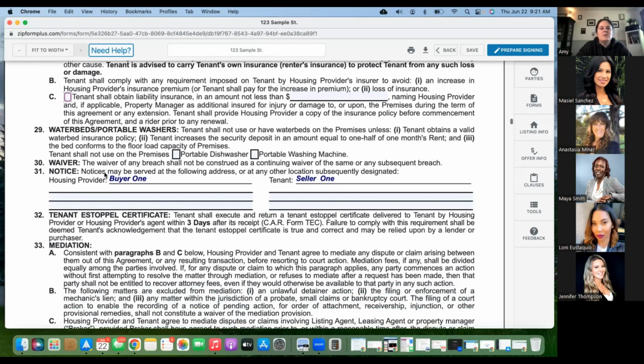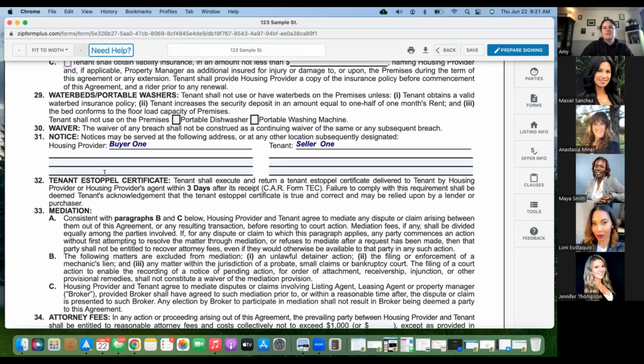All right, section 29, water beds, portable washers. Tenant shall not use or have water beds on the premise unless tenant obtains a valid waterbed insurance policy, tenant increases the security deposit in an amount equal to 1/2 of the month's rent, and the bed conforms to the floor load capacity of premise.